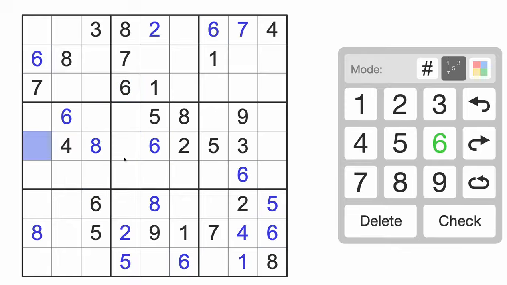And now I can place 7 on row 5. This 7 blocks here, this 7 blocks here, gives me 7 here.